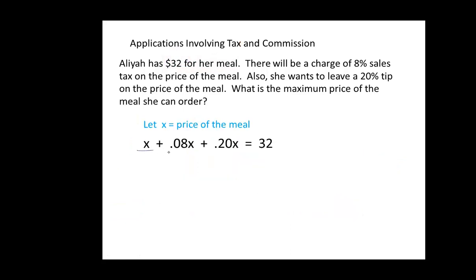These are all like terms. I can add them together. Of course, you might want to think of that as a 1x. So that's 1.28x when I combine those like terms equals 32. Next, I want to solve for x. Just divide both sides by 1.28 in order to get x by itself. This gives us x equals 25.